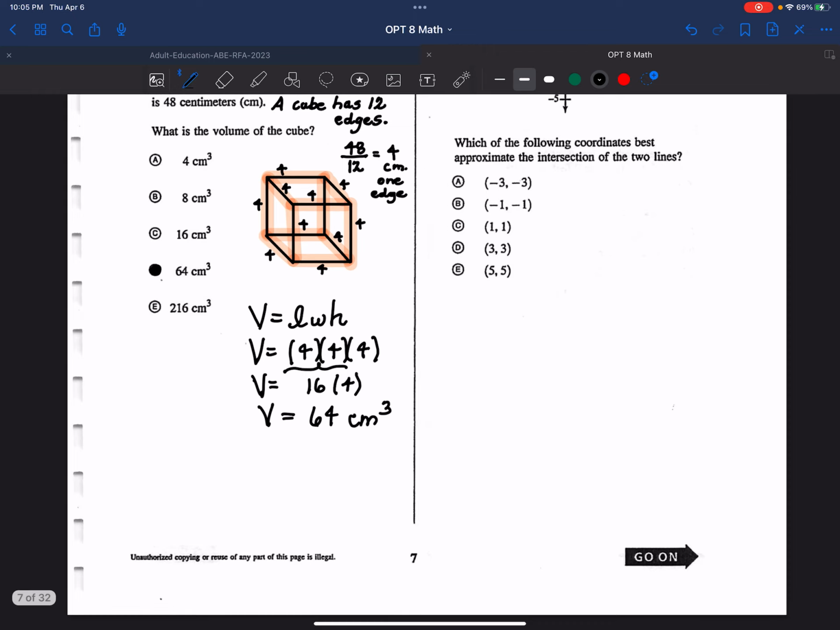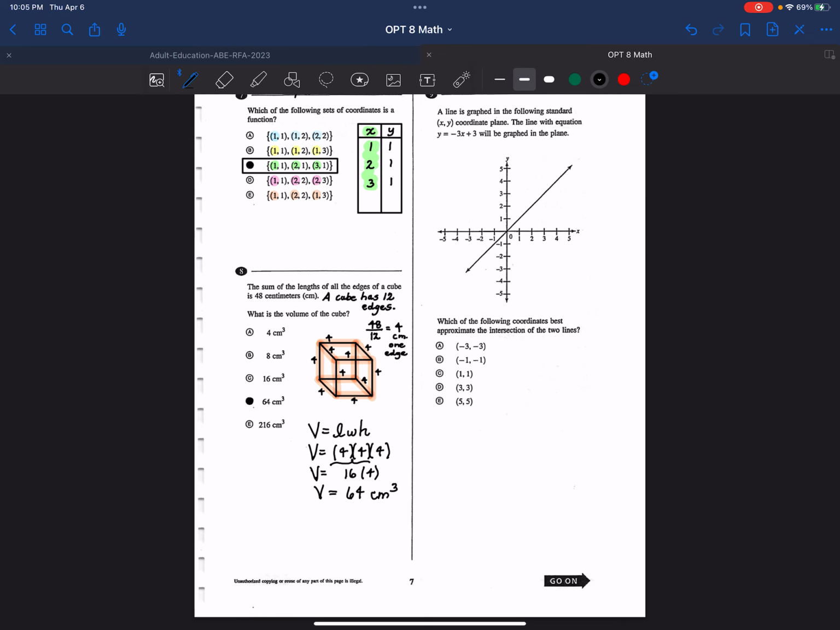I like that question. You have to understand a cube, though, the anatomy of a cube, to be able to answer that question.